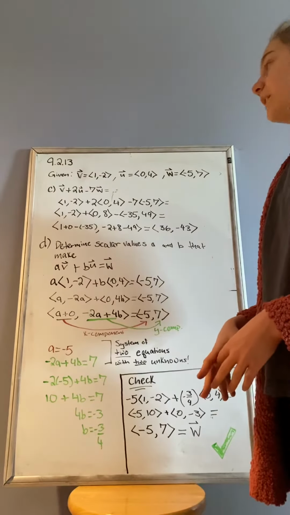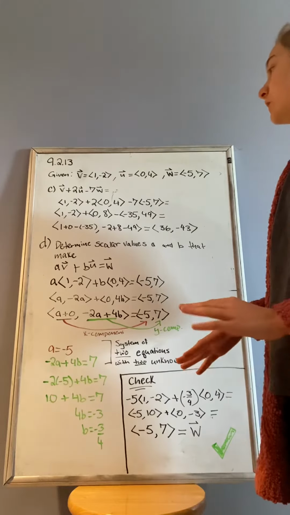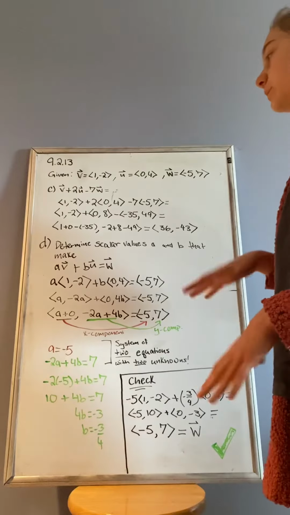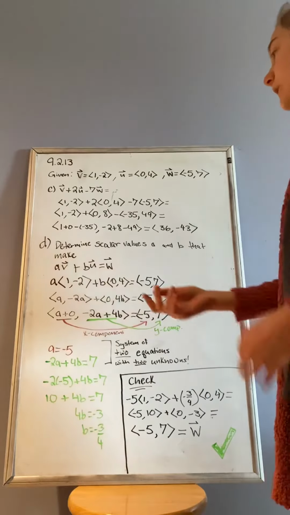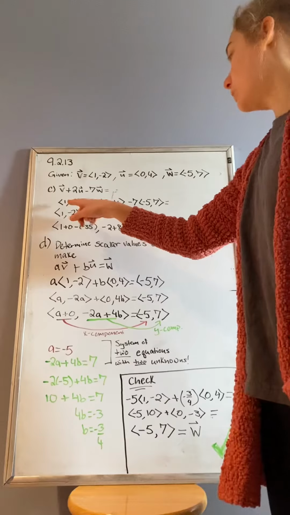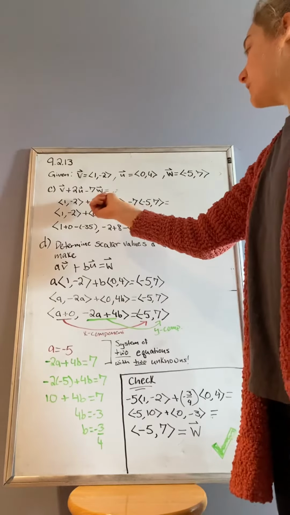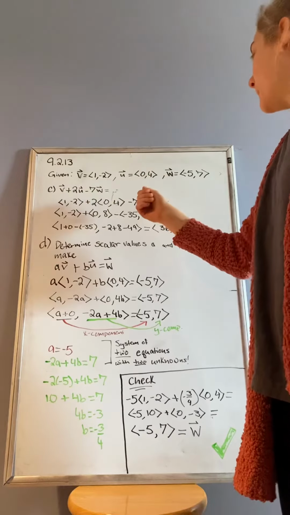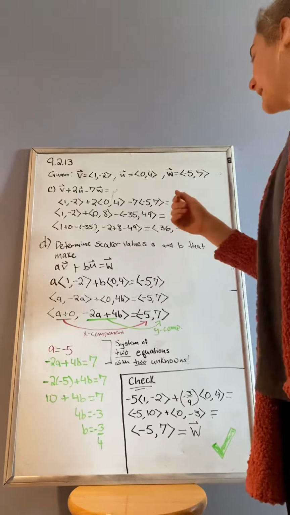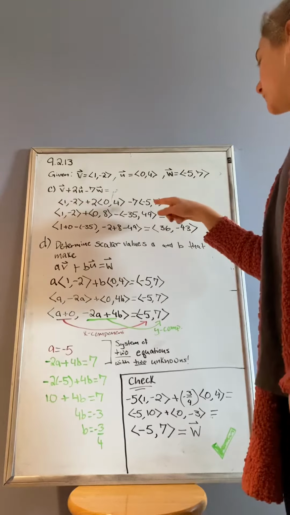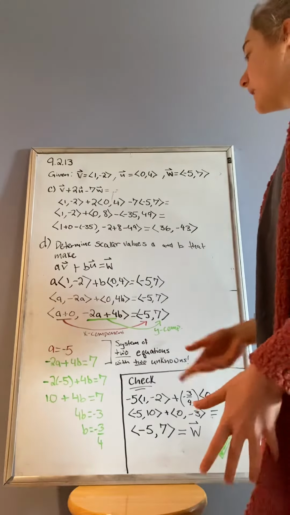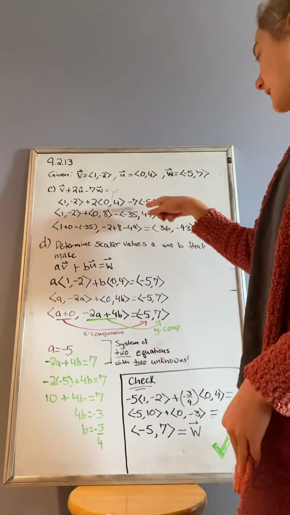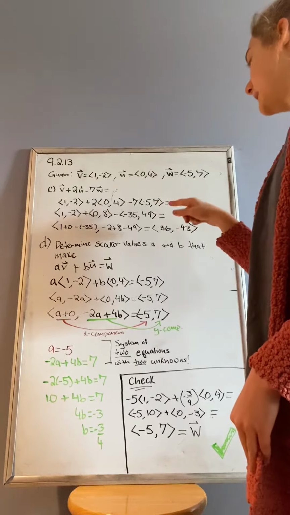All right, so now I'm going to do part C and D. So part C says to find v plus 2u minus 7w. So again, we are going to have our vector v here, <1, -2>, plus 2 distributed out across vector u, which is <0, 4>, minus 7 multiplied out over vector w, which is <-5, 7>. So then we get <1, -2> plus <0, 8> minus <-35, 49>.